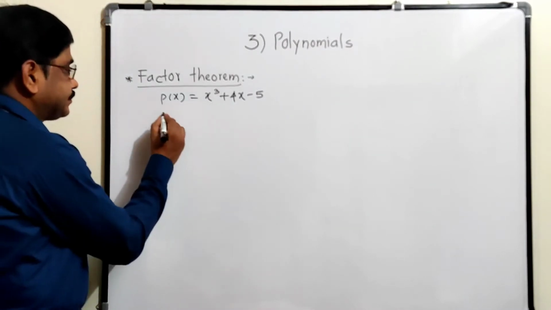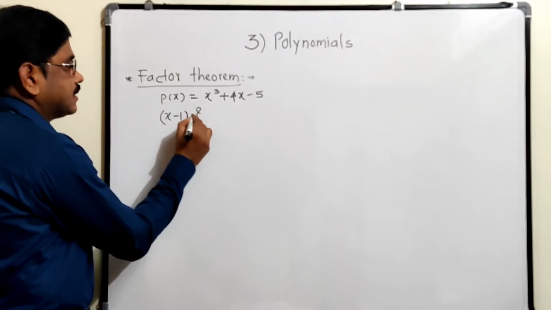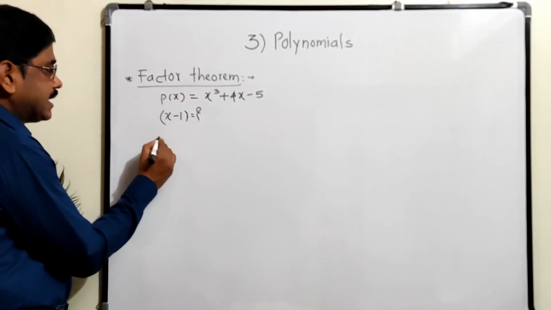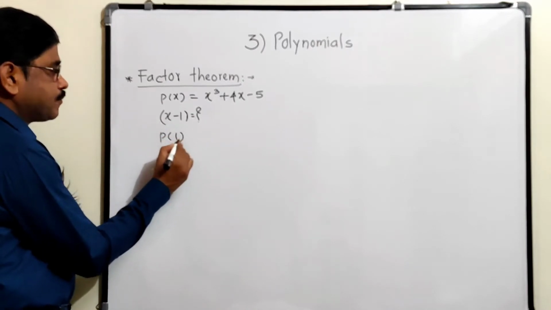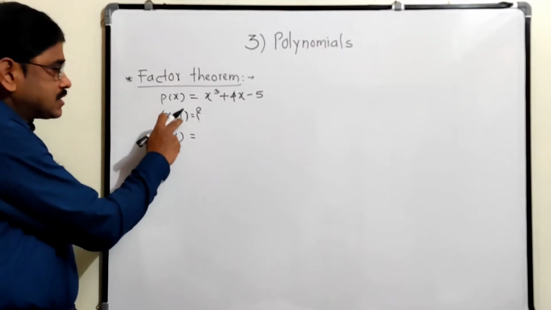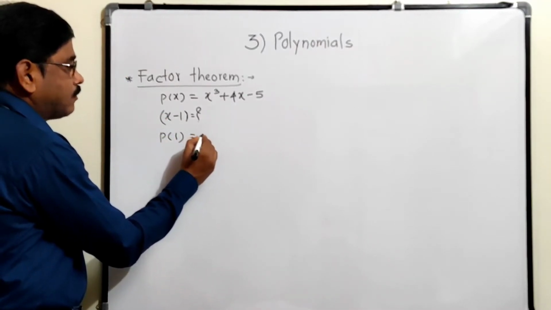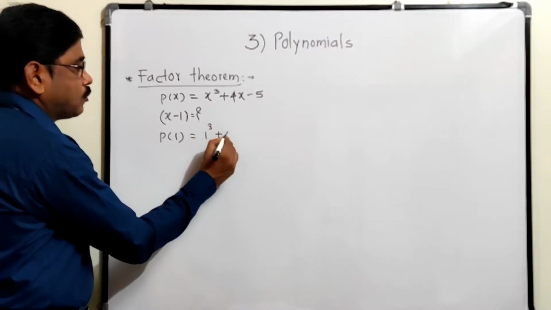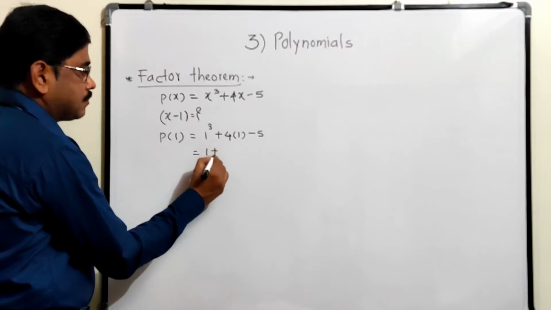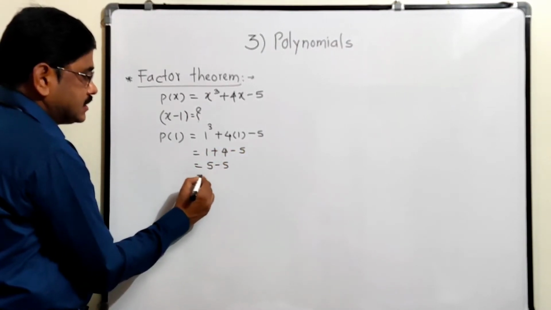x minus 1, check whether it is a factor or not a factor. So find the value. x minus 1 दिया है तो p(1), यानी अपोजिट नंबर देखो, -1 रहेगा तो +1 रहेगा. p of 1, so put 1 cube plus 4 into 1 minus 5. So 1 cube is 1 plus 4 and minus 5. So 5 minus 5 is 0.